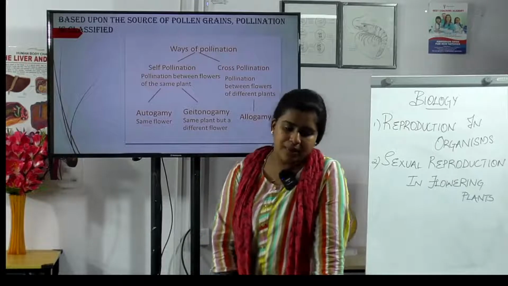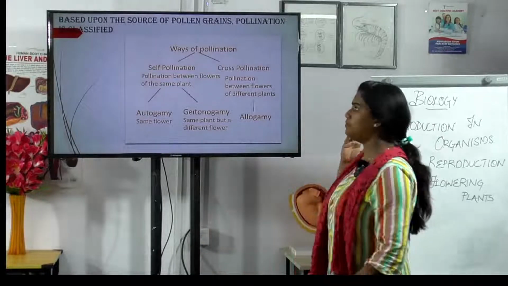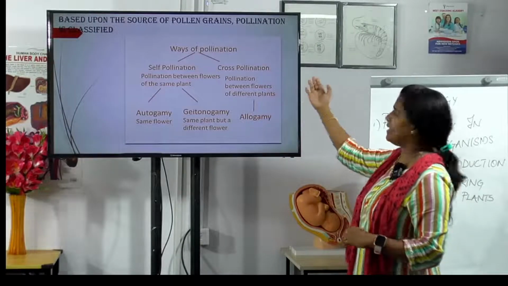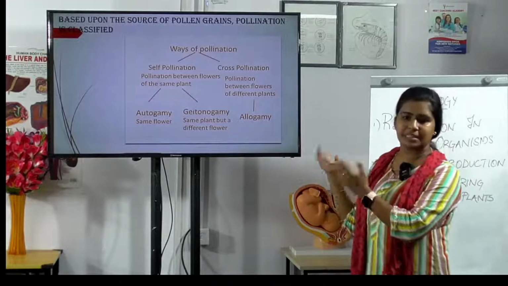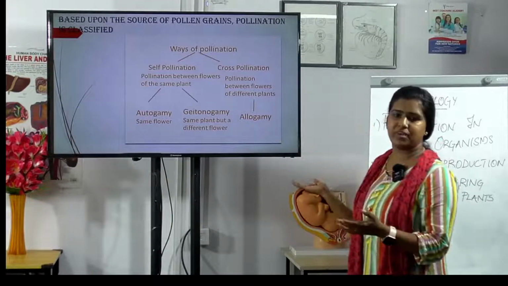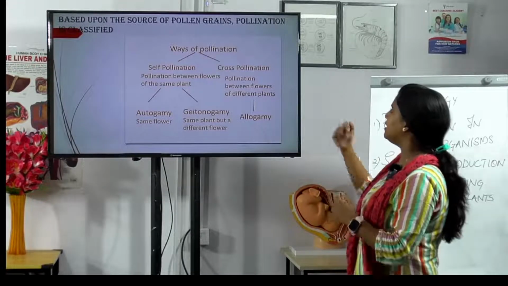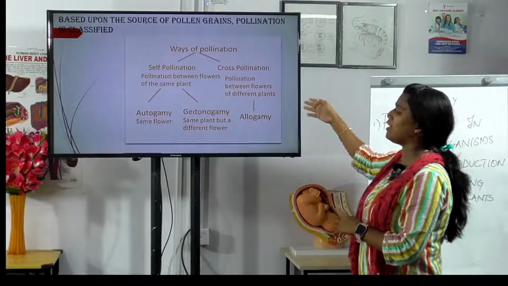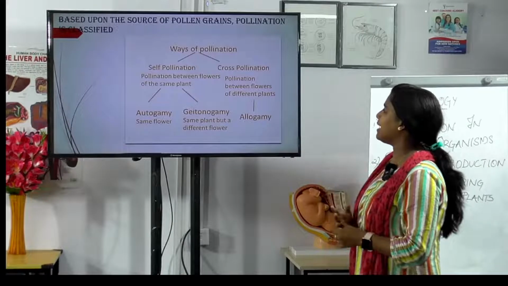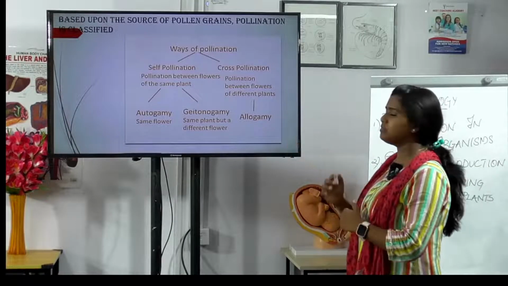Okay, now let us see, based upon the sources of pollen grains, pollination is classified into what? 2. That is self pollination and cross pollination. What happens in self pollination? Same flower pollinates, that is both the male and the female are present in the same plant, whereas in cross pollination what happens? Pollination between different flowers of different plants, and that is divided into autogamy and geitonogamy.